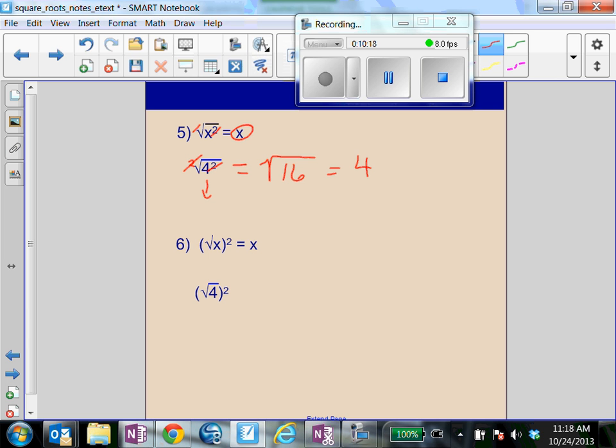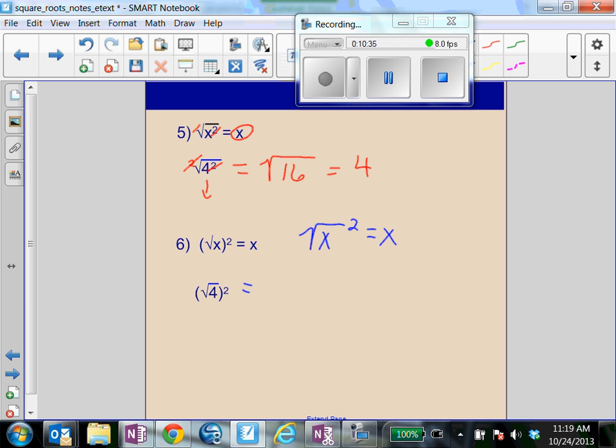The same thing occurs if the square root is outside of your square root. So it could be written outside of the parentheses, like beside number 6, or it could be written like this. They both mean the same thing. Both of those notations mean the same thing. And let's look at an example.